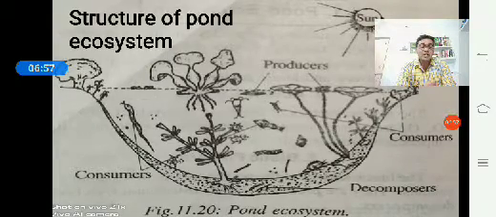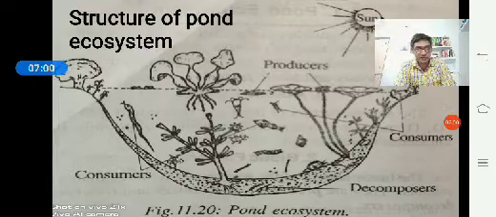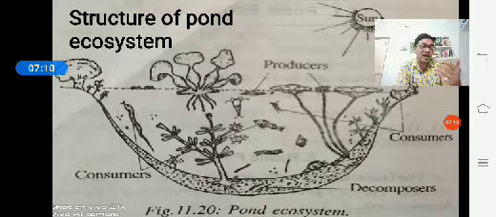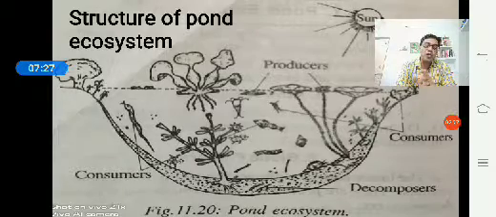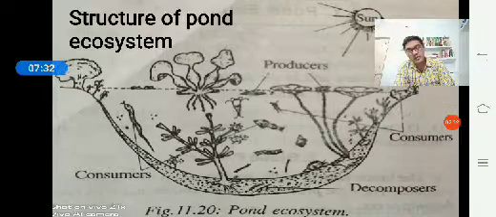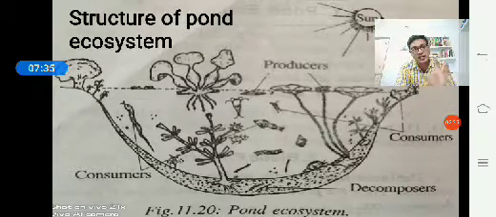Here, consumers are heterotrophic animals. They consume the organic food from green plants directly or indirectly as the source of energy. The consumers in the pond ecosystem are divided into three types: primary, secondary and tertiary consumers. The primary consumers are the herbivorous animals. In the pond ecosystem, the primary consumers are zooplanktons, mosquito larvae, water flies, tadpole larvae of frog, and small fishes. These directly feed on the plants.